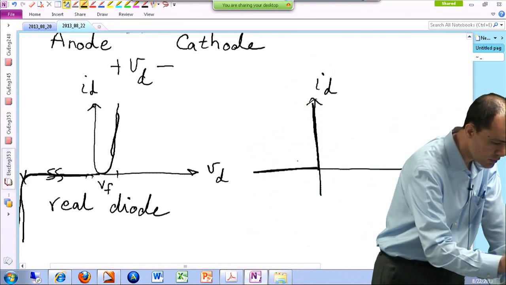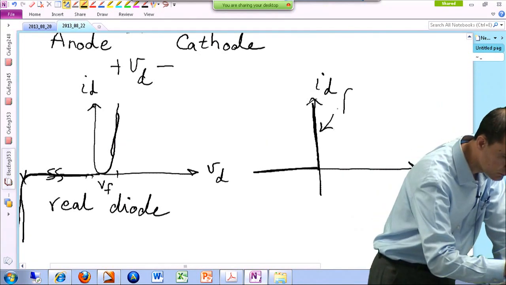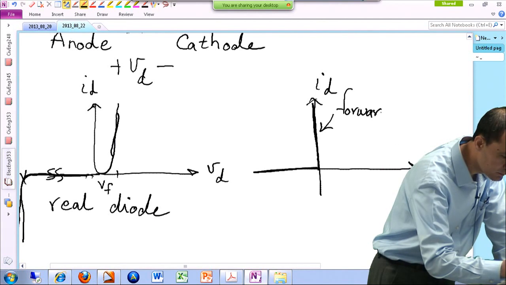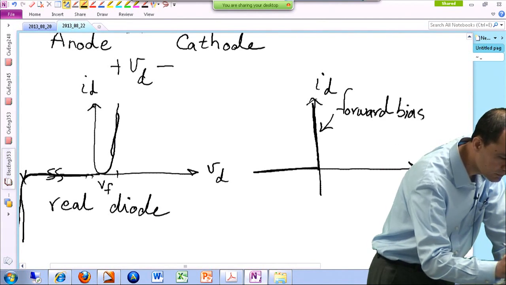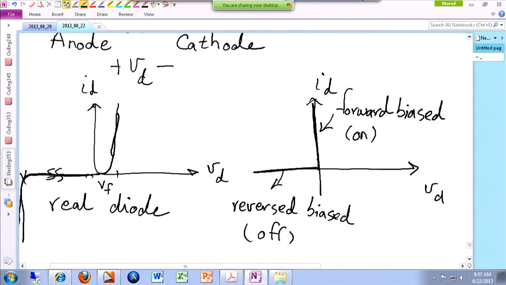Okay? So in this region, I would say the diode is forward biased, or the diode is on, basically. And in this region, the diode is reverse biased, or the diode is off. As simple as it gets.